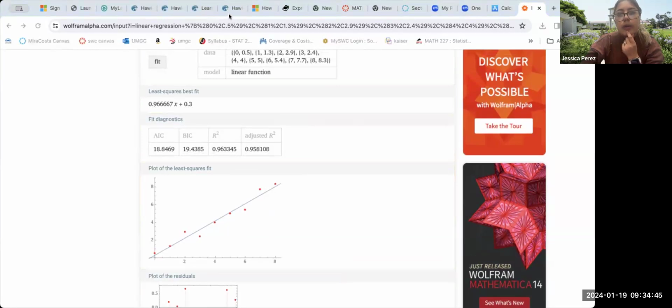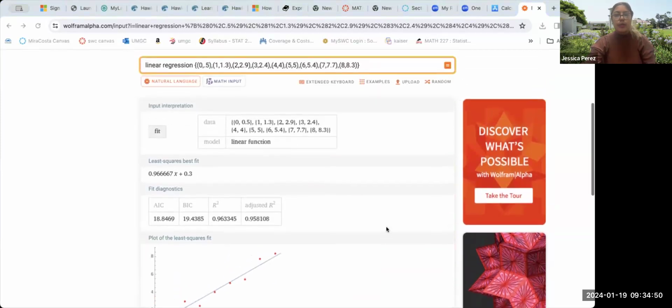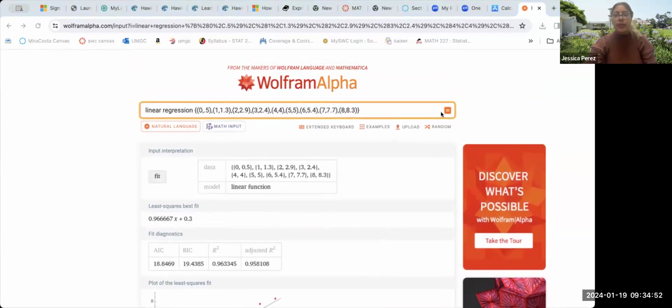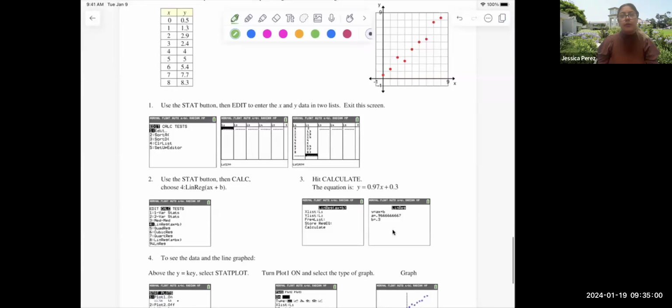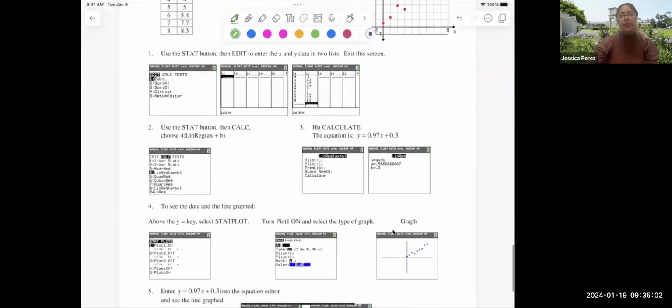So if we go back to our notes, let me share back my screen. Hopefully it's making sense. Let me go back to the iPad where it tells you first how to apply it. Use your stat button, then edit. It tells you how to list it right there, nice and clear. Then from there, you use the stat button, then calc. You do your linear regression, number 4. You hit on it, and that gives you y equals ax plus b, there's your a, there's your b.